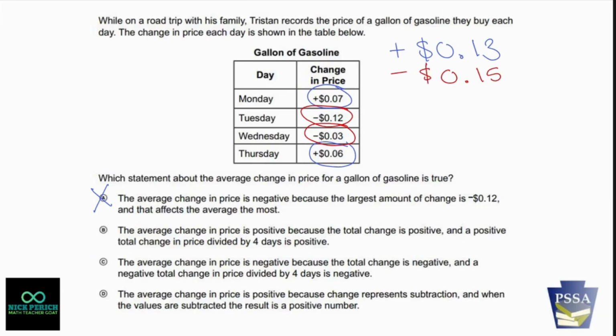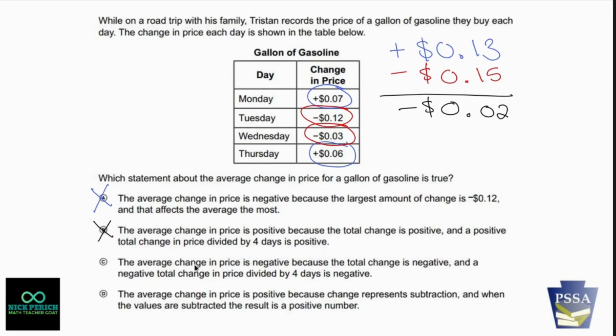Now, looking at these 2 values, I have a positive 13 cents and a negative 15 cents. When you add a positive and a negative, in your mind, you're thinking subtraction. 15 minus 13 is 2, so this becomes 2 cents. However, since the negative value is larger, this remains negative. So my total change in price is actually negative, which makes B false.